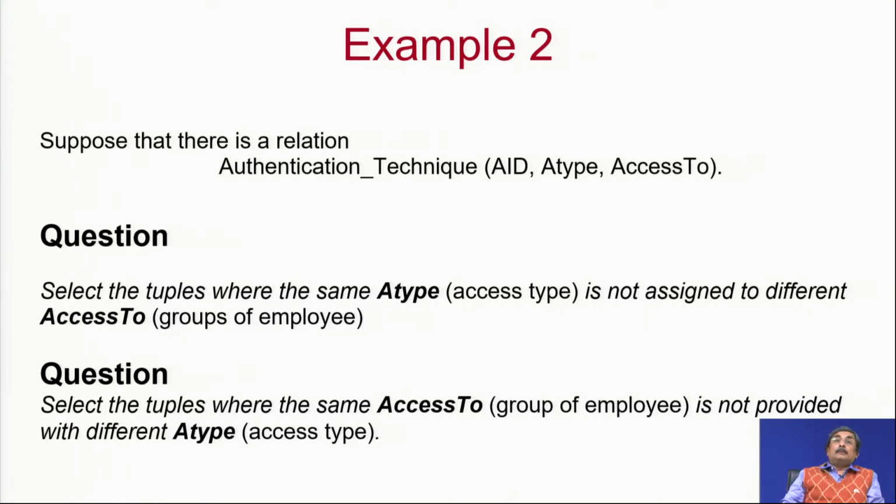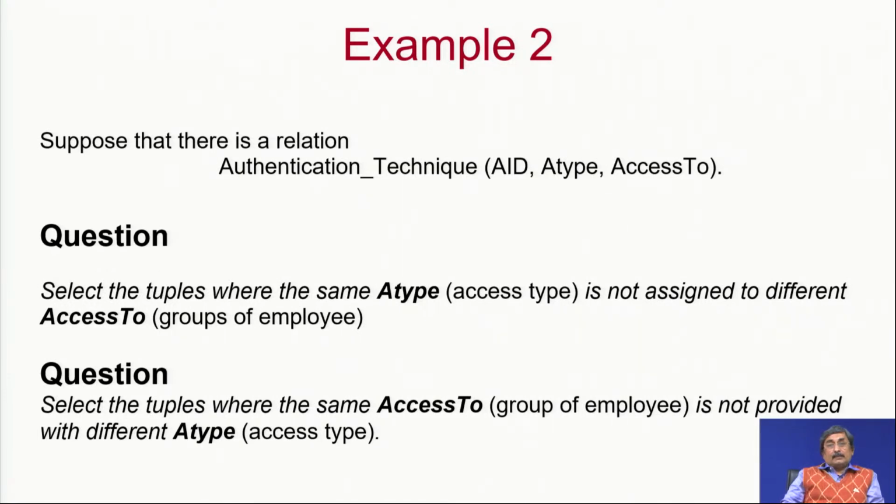These are the 3 different attributes. And the question is, select the records where the same access type is not assigned to different groups of employees. What does it mean? Access type could be fingerprint, retina, password, or PIN. Now, different access types are these.